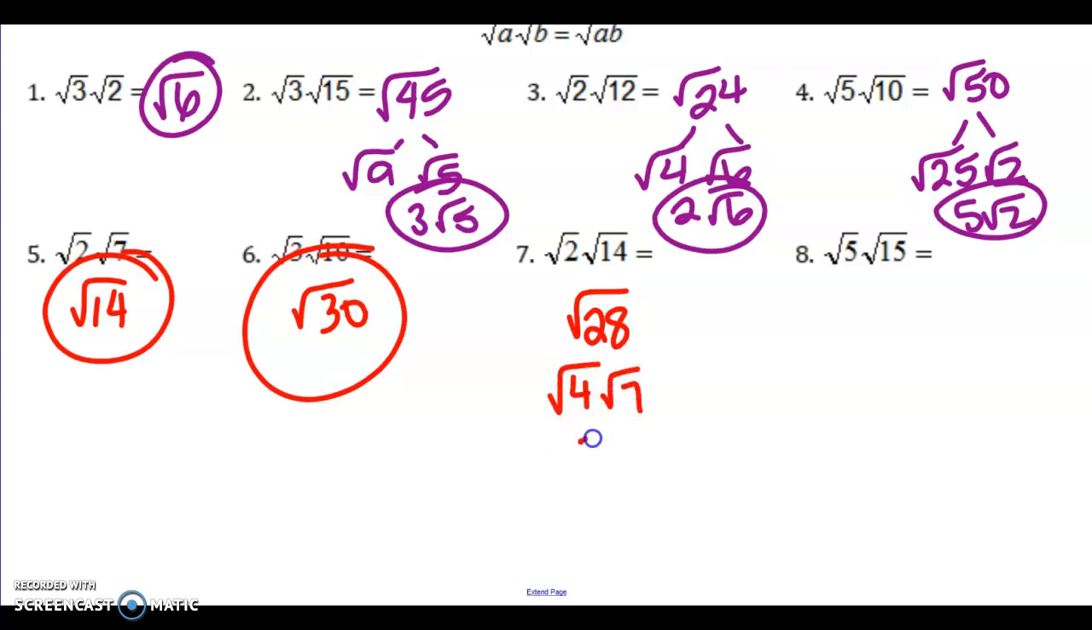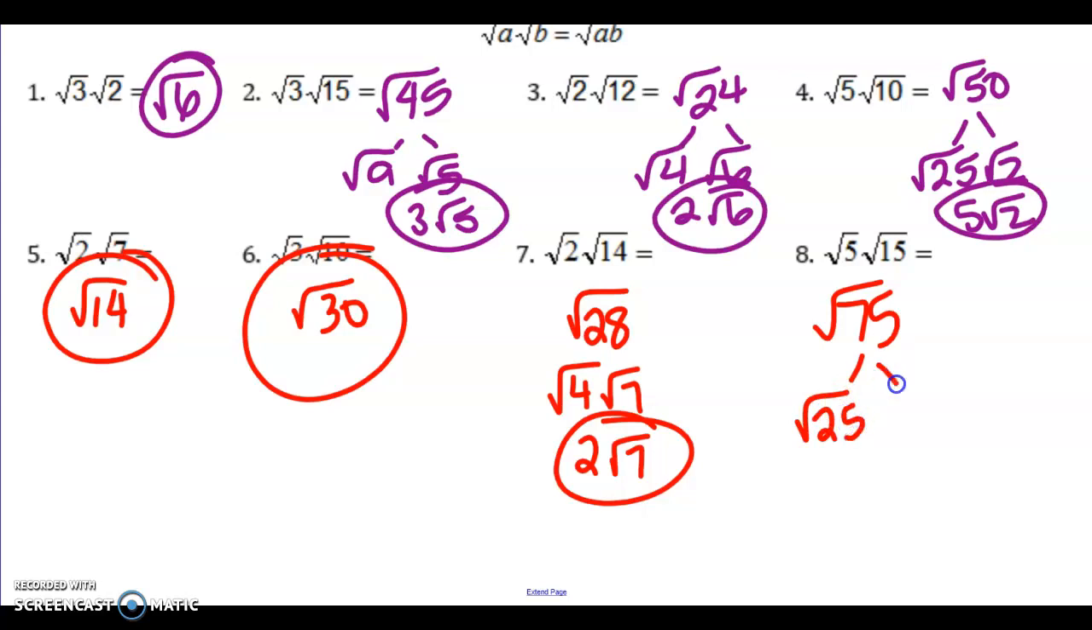4 is an easy one that goes into a lot of numbers, so I would always divide by 4 if I can. So this is 15 times 5, which is going to give me 75. Oh, that's perfect. I like 75 because it's like quarters. So that breaks down into 25 and 3. Square root of 25 is 5, so 5 square root of 3.